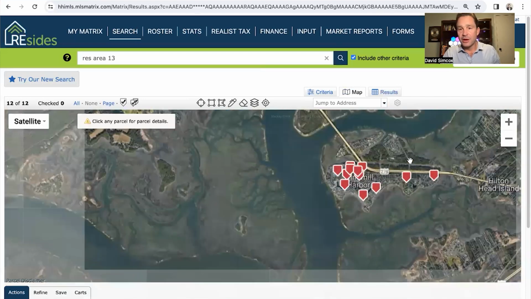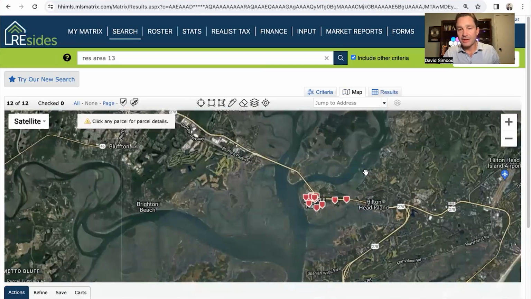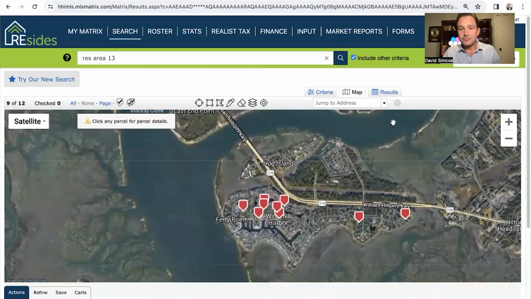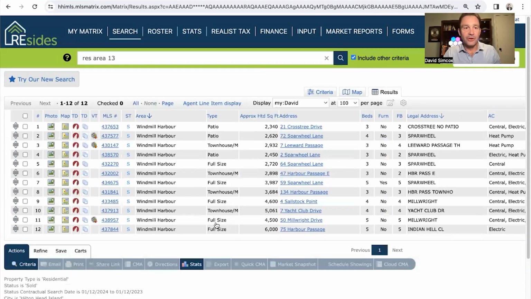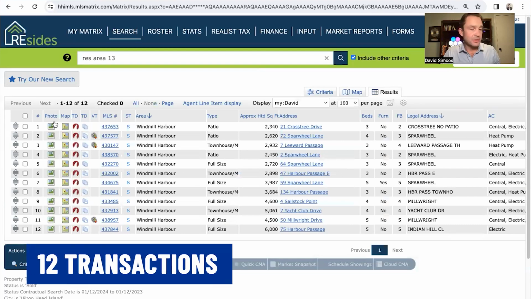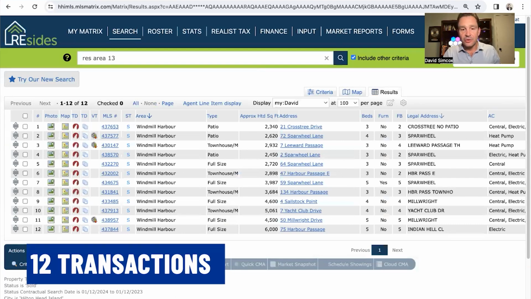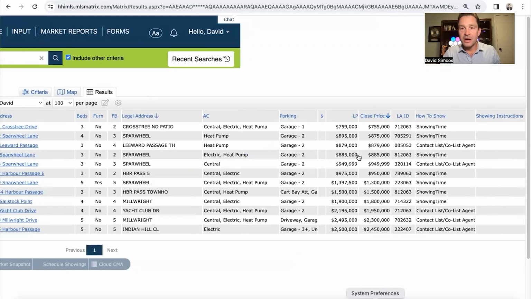Let's just zoom out one more time so you can get a feel for where it's at. And let's go over here to the results, and you can see there were 12 transactions in the past year. And these are going to range anywhere from, let's see, 755,000. And then you have a handful of properties that closed under $1 million. And then about halfway down, we get over $1 million and quickly jump up into the high millions. And looks like 2 transactions closed over $2 million last year.